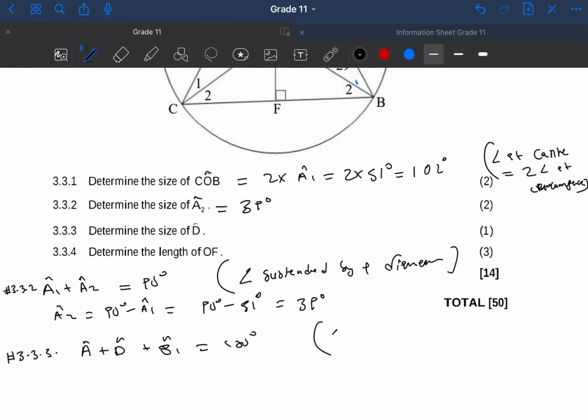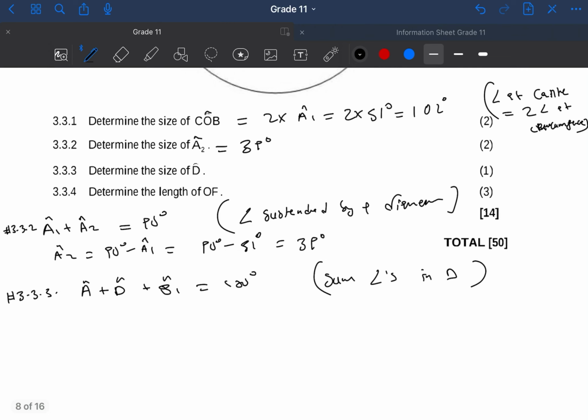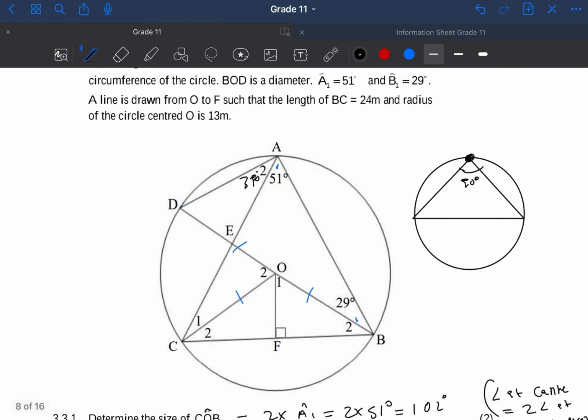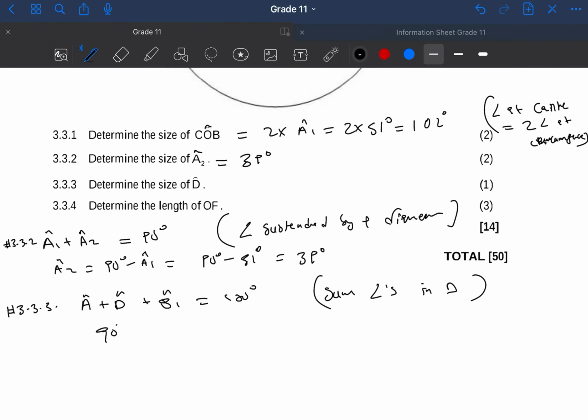The reason: sum of angles in a triangle is supplementary. Okay, and angle A is 51 plus 39, which is 90, right? 51 plus 39 is 90. That's angle A. We know that angle A is 90 degrees.